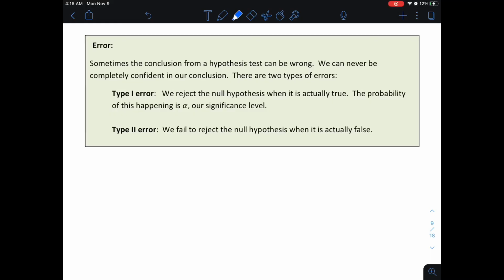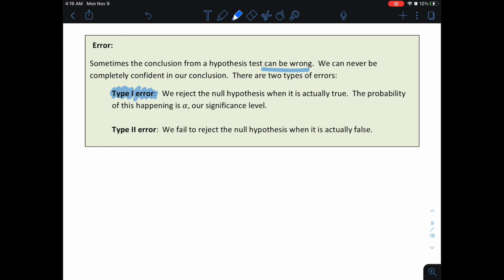So even if we go through and conduct a hypothesis test, sometimes our conclusion can be wrong. We can never be completely 100% confident in our conclusion. So there are two main types of errors. The first one is a type 1 error. So a type 1 error is we reject the null hypothesis when it's actually true. And the probability of that happening is whatever our significance level is. So if we're using a 10% significance level, there's a 10% chance that we reject the null hypothesis when it is true instead.